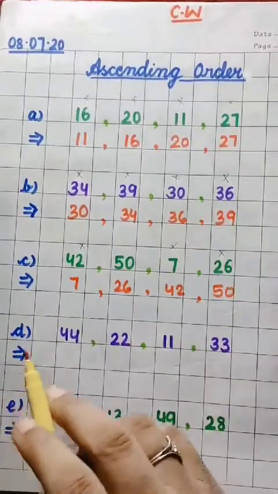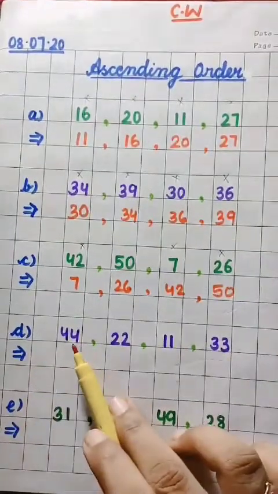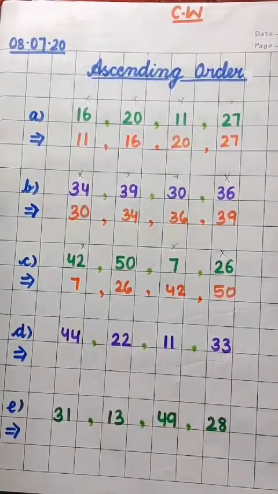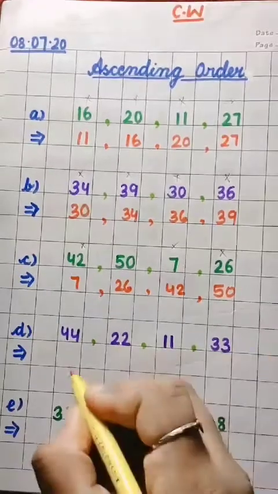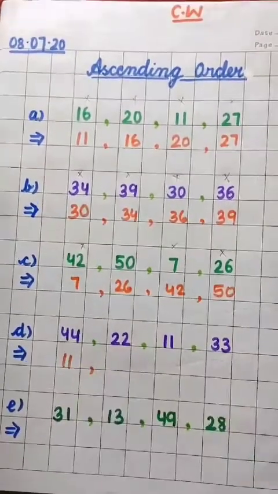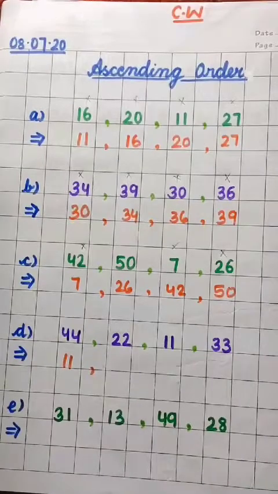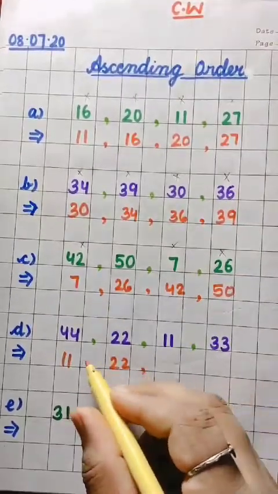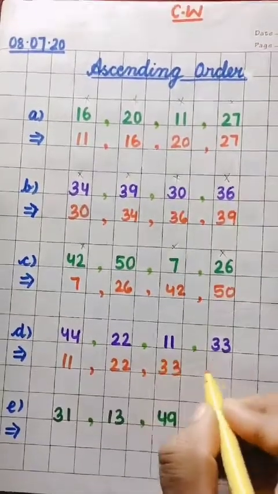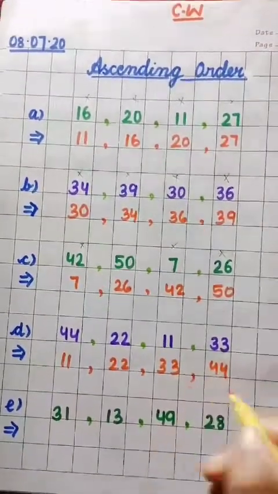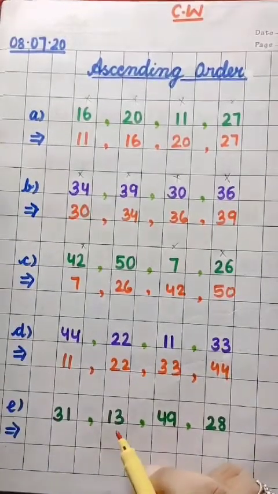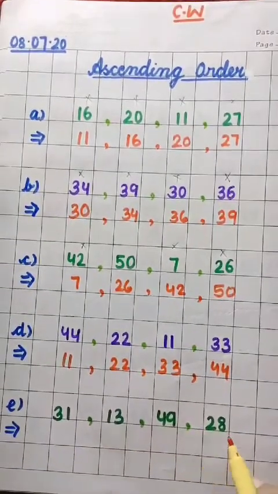Now next we'll move to D. Now we have 44, 22, 11 and 33. Now see which is the smallest number over here. Now you tell. Yes, 11. After 11, 22. Very good. Then 33 and then 44. Very good.